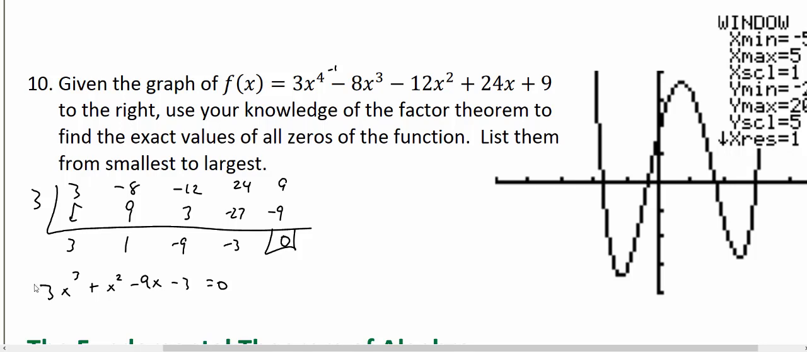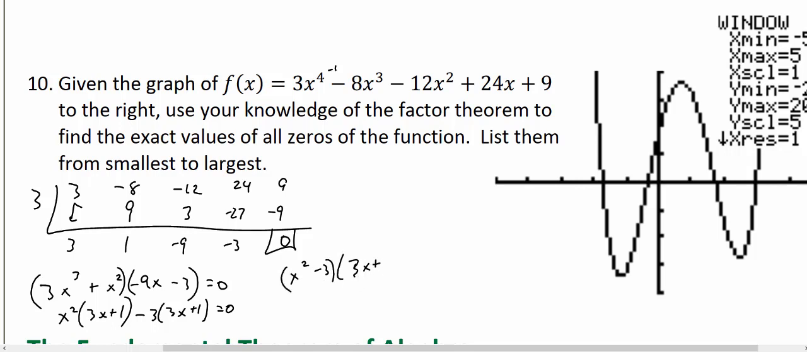Well, from the last section, I have 4 terms. So I can factor. Remember grouping. I can take an x squared out of the first 2 times 3x plus 1. Remember, if the third term is negative, I got to pull a negative out, pull a negative 3 out. So I get 3x plus 1 equals 0. So now I can factor those. It's x squared minus 3 times 3x plus 1 equals 0.